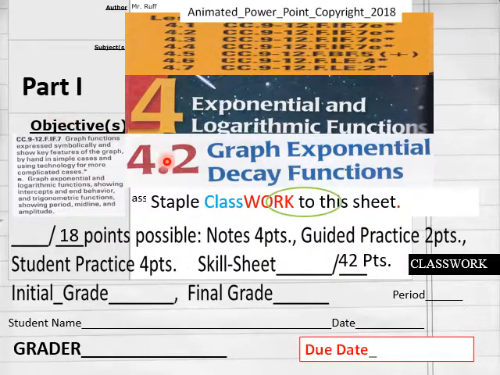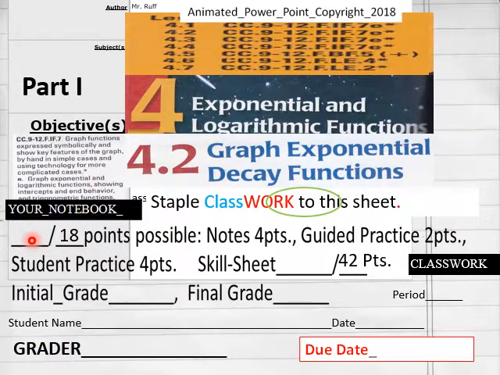Here is part 1, 4.2, graph exponential decay functions. We have 18 points here of notes on your note-taking guide, and then we have a 42-point skill sheet to work on. Here is your standard. Here are all the standards in chapter 4, and this is part 1.